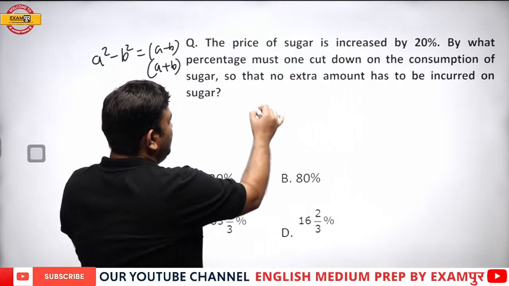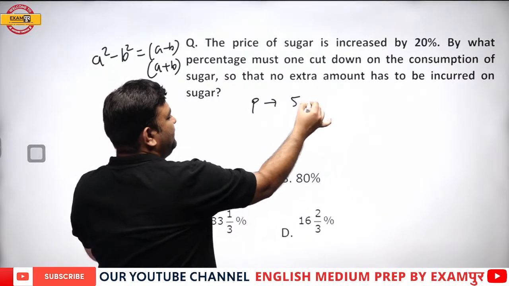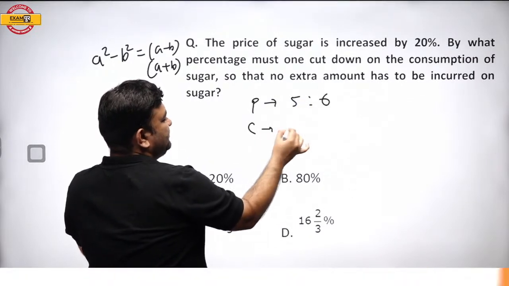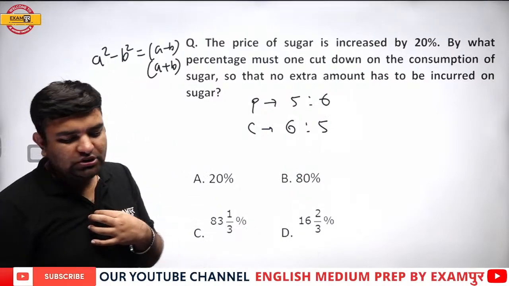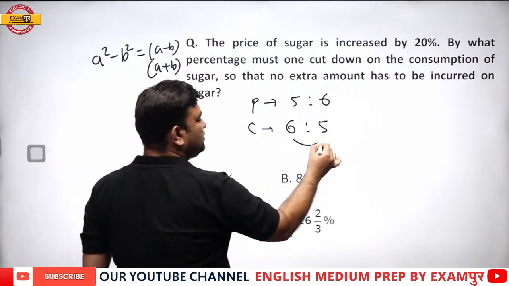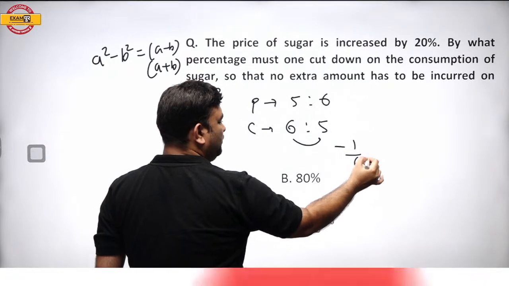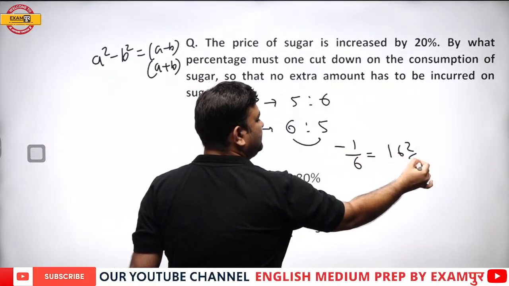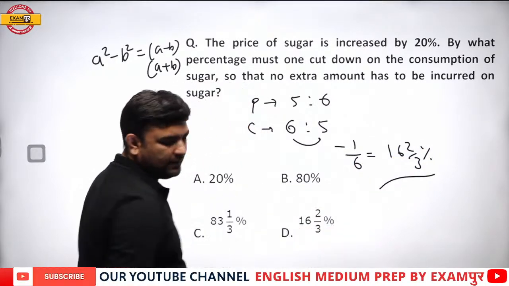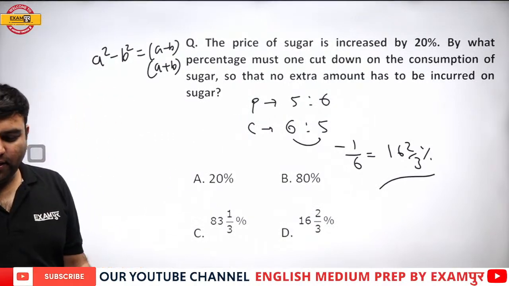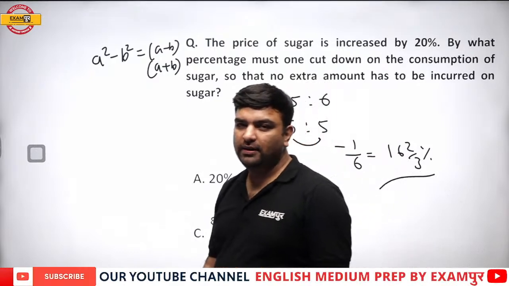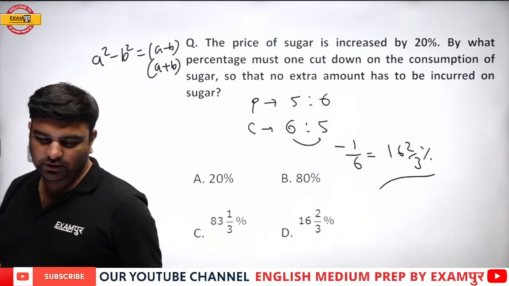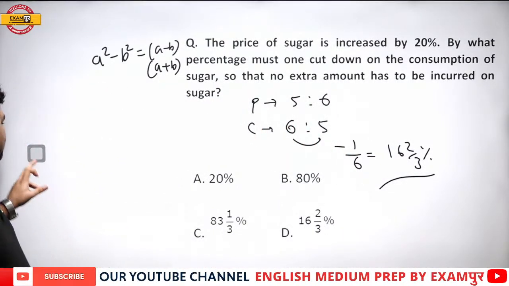Price increases by 20%. 20% is from 5 to 6. So consumption will change from 6 to 5 because you want to keep the expenditure constant. So there is a decrement of 1 in the consumption over 6, which is 16.2 by 3%. That is not a mains question. However, these kinds of questions will also come in the mains, but for this question we have not planned the session.